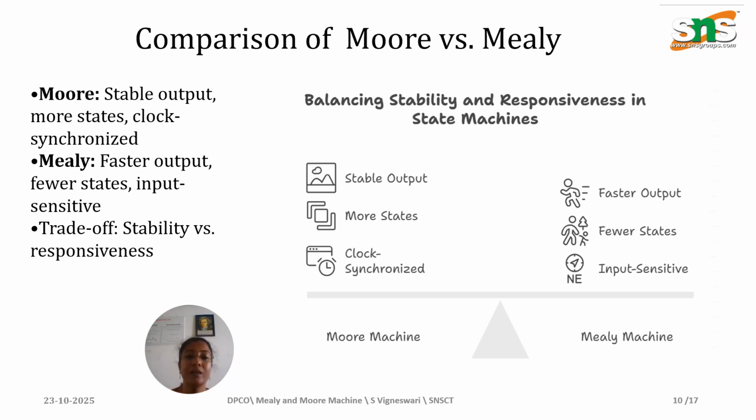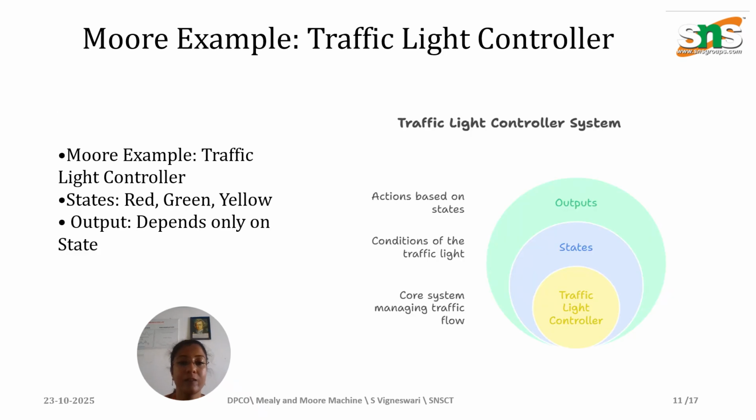Whereas the Mealy model has a faster output since it depends upon both the present state as well as the input. Here fewer states are implemented, and it is sensitive to the input. When there is a slight change in the input, it is reflected in the output, and hence stability has been compromised for how quickly it responds to the signals we give.